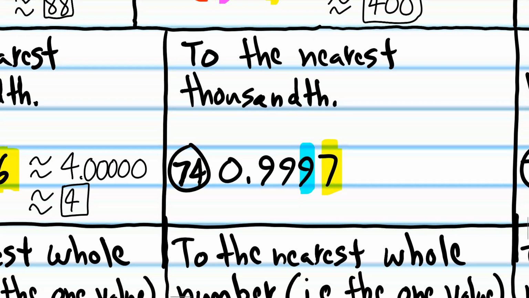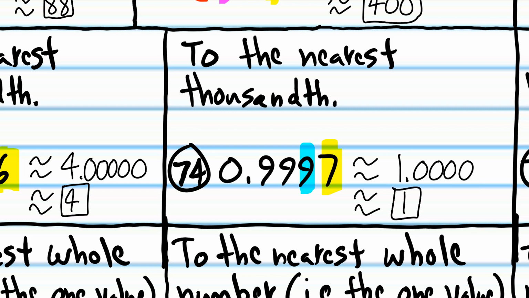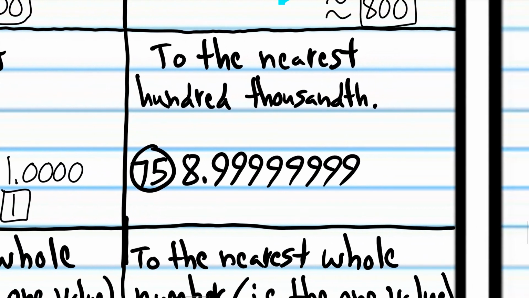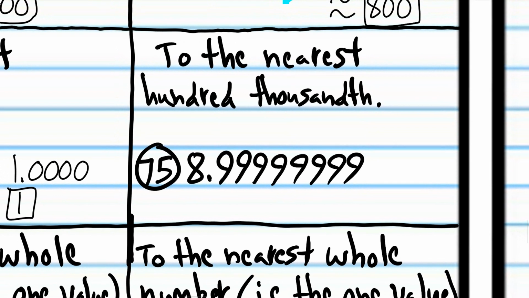7 tells us to round up, but there's a bunch of 9s, so we have to just keep going all the way till we get to that 0, and finally round up the 0 to 1, and all the other numbers become 0. And we could just leave those zeros off. Why don't you try 75, and when you come back, we'll do it together.